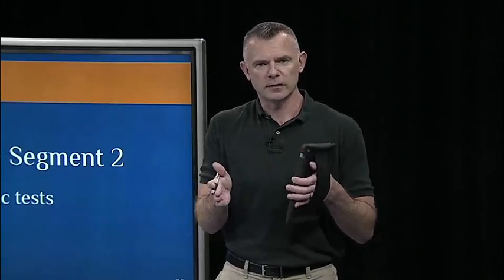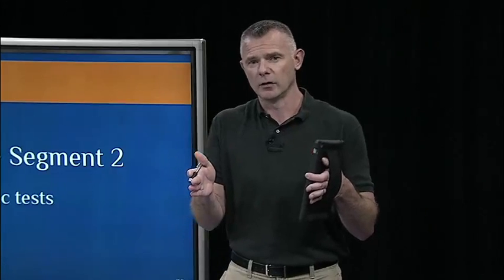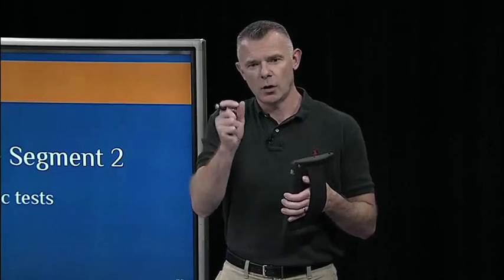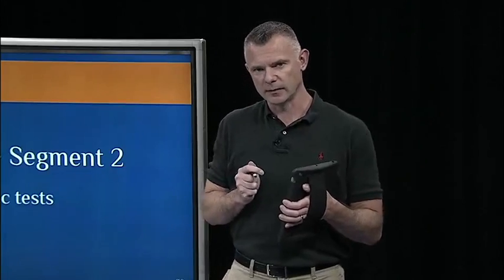Hi, welcome back. We're in Lecture 16, Segment 2, on analysis of variance. The topic in this segment is post hoc tests. As I showed you in the first segment, we can get an F ratio which tells us if there's a significant effect somewhere across our groups, but it doesn't tell us which pairwise comparisons are significant. That's what post hoc tests will do for us.